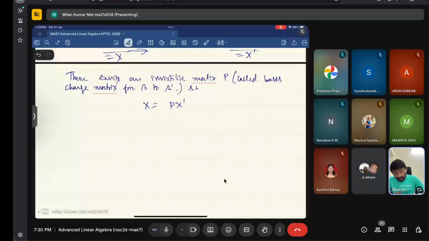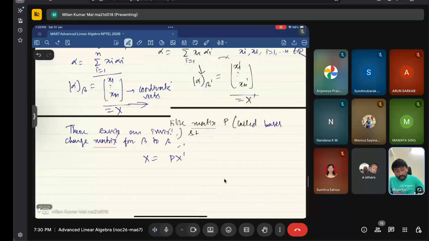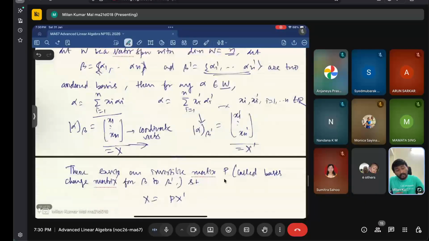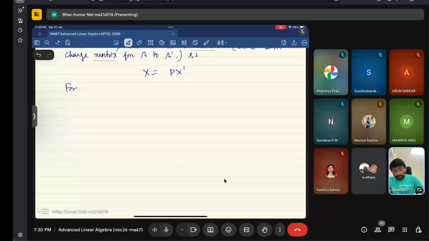As I have said, starting with beta, alpha 1, alpha 2, alpha n is an ordered basis. Alpha 1 dash, alpha 2 dash, alpha n dash is another ordered basis. So for any j equals 1 to n, alpha j dash can be written as some linear combination of the alpha i, because alpha j dash is also an element of the vector space.